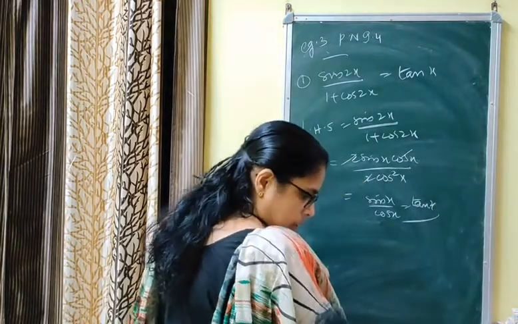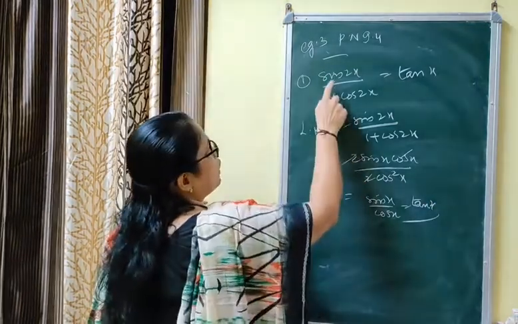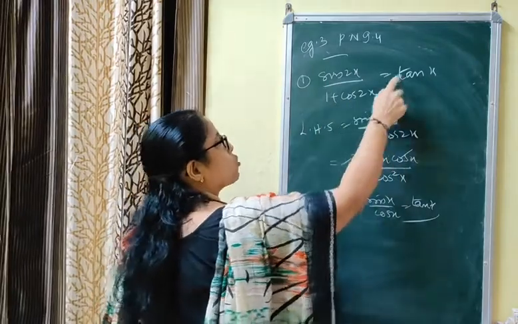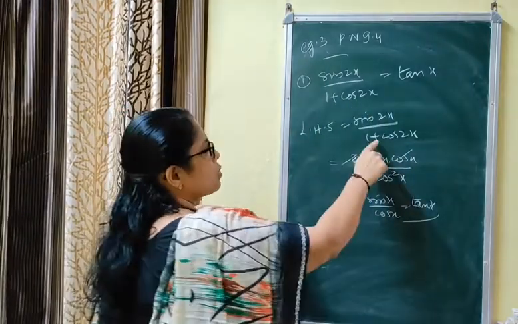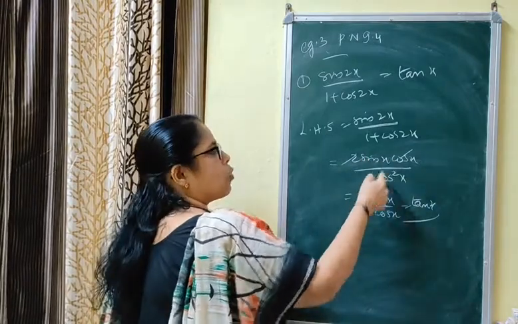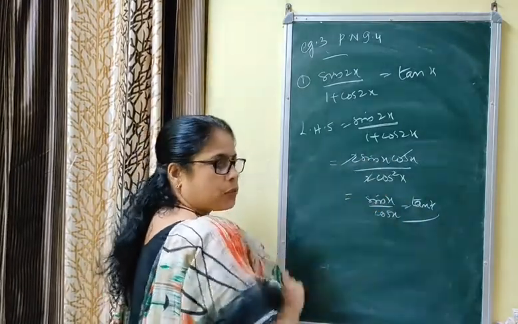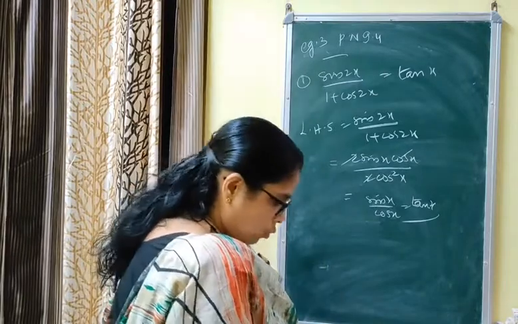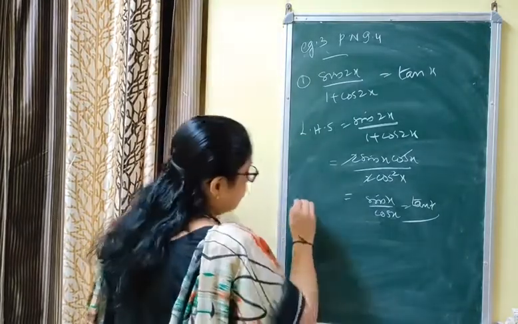And the second part, prove that sin 2x upon 1 minus cos 2x is cot x. So the formula for 1 minus cos 2x is 2 sin square x. Then sin x will get cancelled. You will get cos x by sin x, the reverse of this one. So that value will be cot x. That you can do by yourself. Third part I am doing.